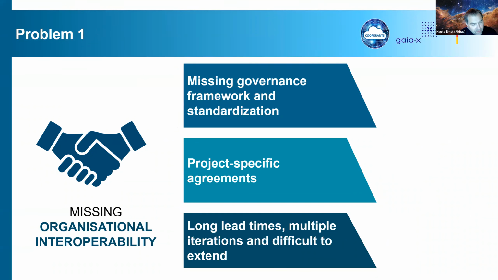Coming back to this first problem of missing organizational interoperability, there's 3 bullets I've put here on the slide, which are kind of related to that. One is that there's not really a governance framework and standard available to help this organization. There's not so much available on overarching framework agreements and so forth. There's always just a project to be done and that's it. So not so much available for long-running collaboration, data flows and stuff like that. And then we have the problem of long lead times for certain equipment, multiple iterations being needed and so forth.